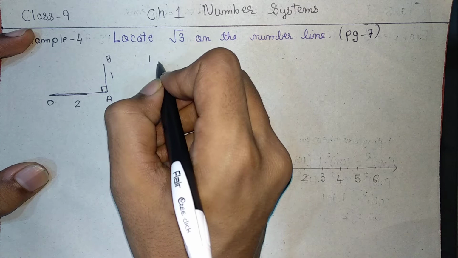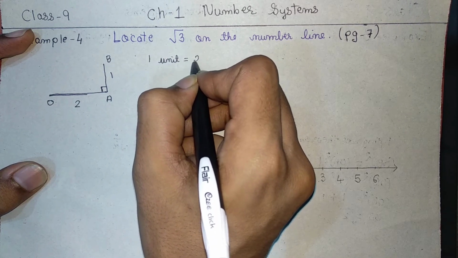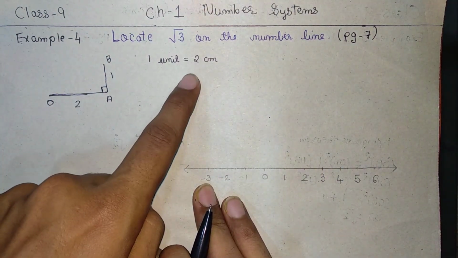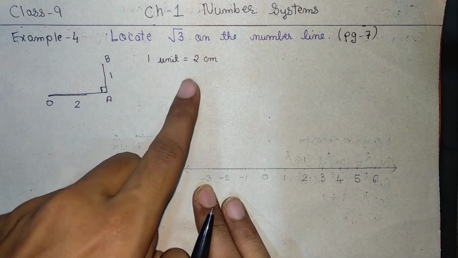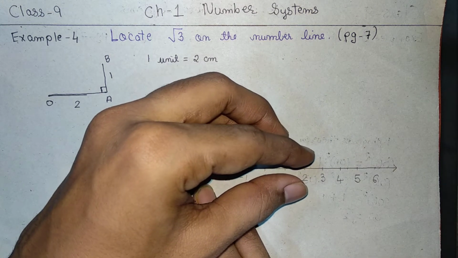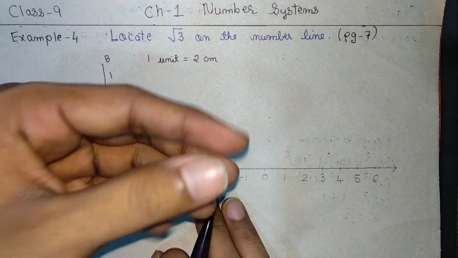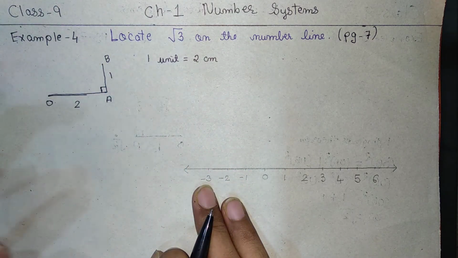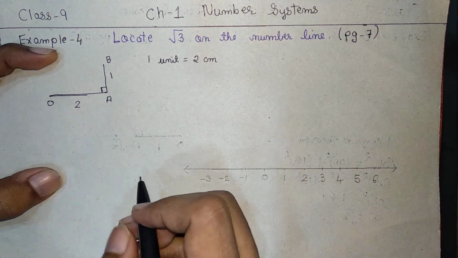And what is 1 unit? 1 unit we will consider as 2 centimeters. Here you can take 1 unit as 1 centimeter, 2 centimeters, or 3 centimeters also. Why have I taken 2 centimeters? So that our figure is zoomed out and is easily legible to you. That is why we are taking 1 unit as 2 centimeters.